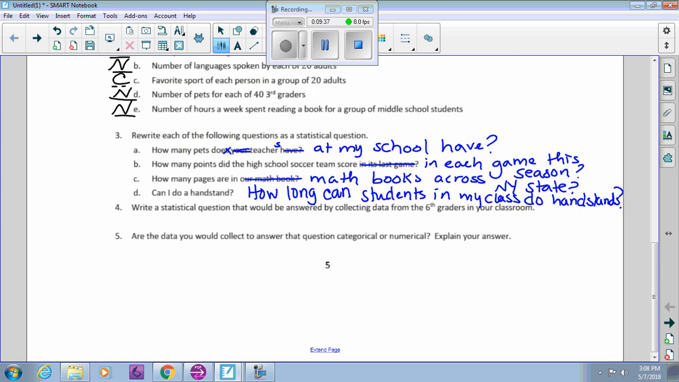Write a statistical question that would be answered by collecting data from the sixth graders in your classroom. And then the next part of that is, are the data that you would collect to answer that question categorical or numerical, and then explain yourself.